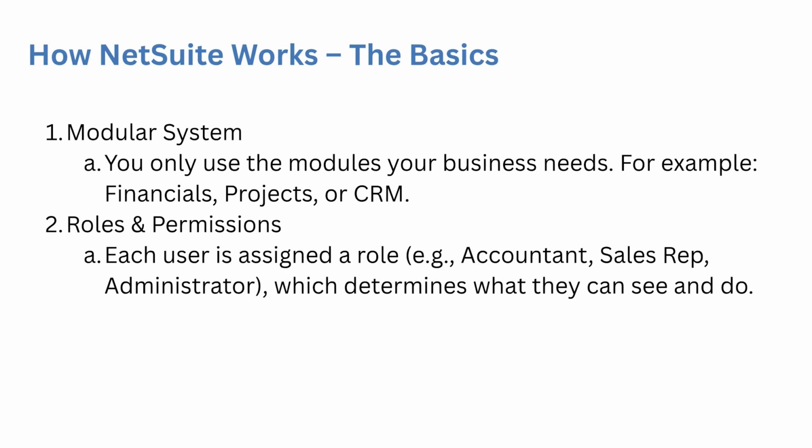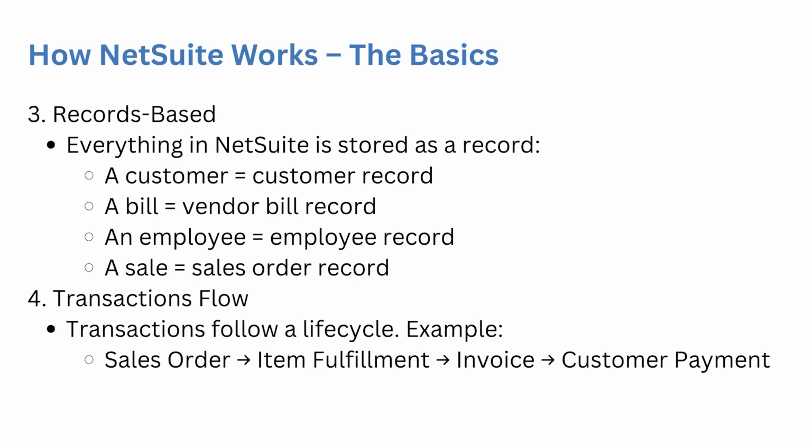1. Modular system. You only use the modules your business needs, for example, financials, projects, or CRM. 2. Roles and permissions. Each user is assigned a role, e.g., accountant, sales rep, or administrator, which determines what they can see and do. 3. Records-based.